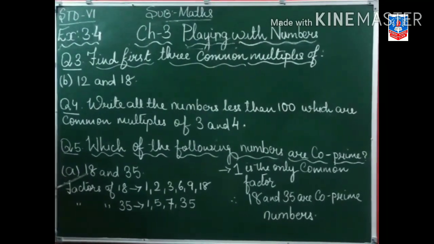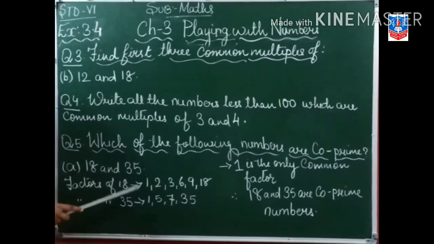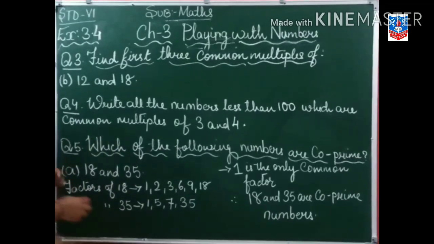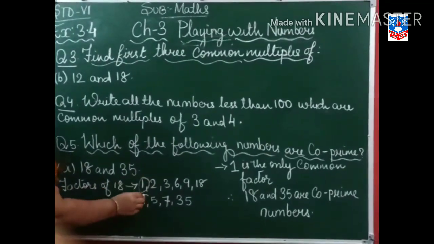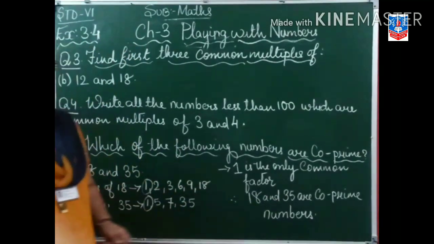Now see 18 and 35. Factors of 18 and factors of 35 are given here. Now see, they have only one as a common factor. So 18 and 35 are co-prime numbers.